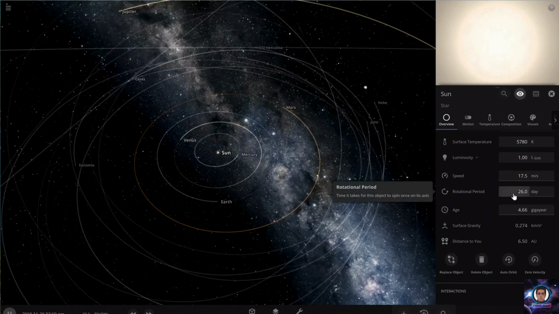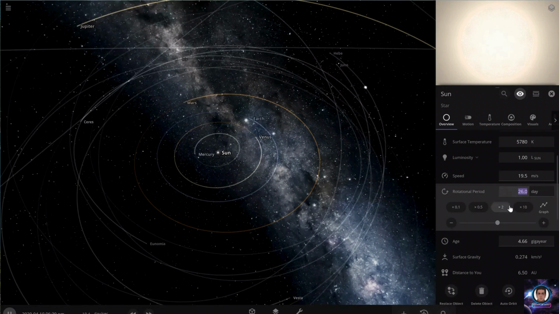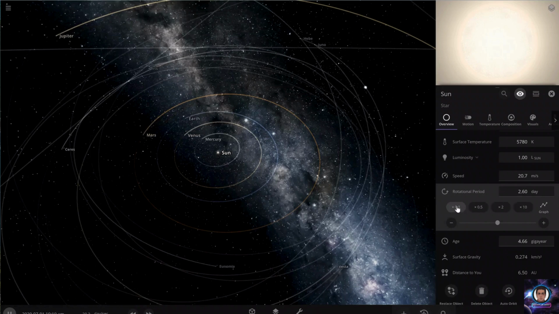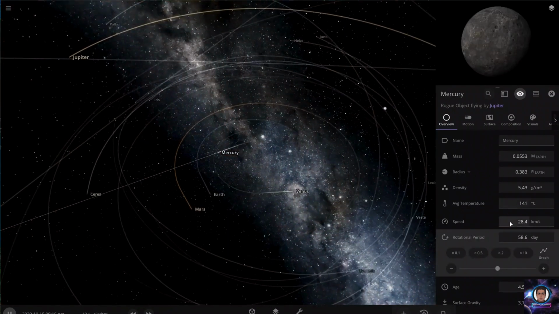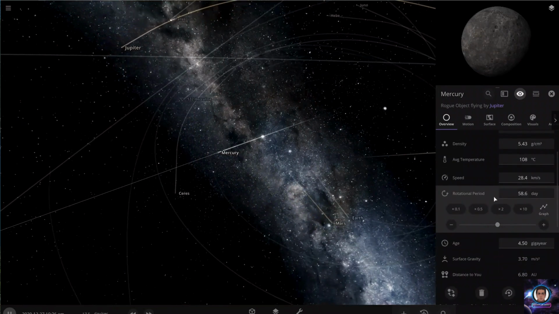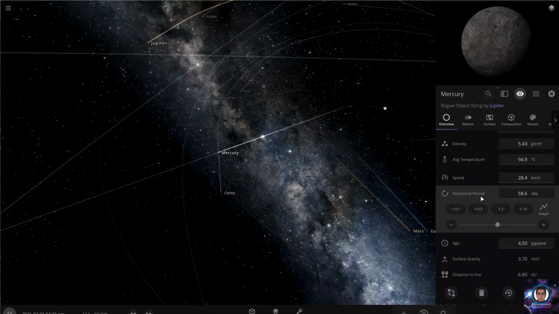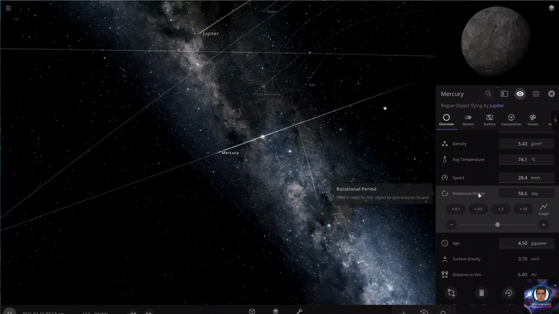Right now the sun is going around itself. The period of the sun around itself is 26 days. You can also play with this parameter. For example, you can decrease it. So right now the sun is really going faster around itself, and you can see when I decrease the rotational period, the speed of the sun turning around itself, which was so slow, increases.